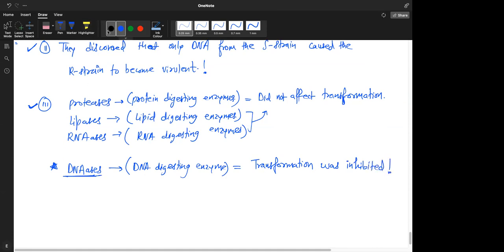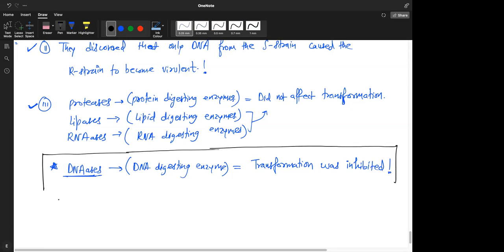Because if you do not have DNA, if you degrade the DNA, the transformation will not take place. So this is just to prove what they claimed in another way.